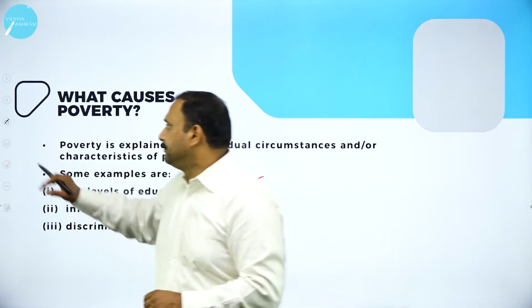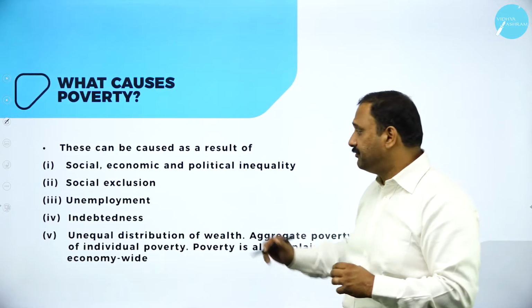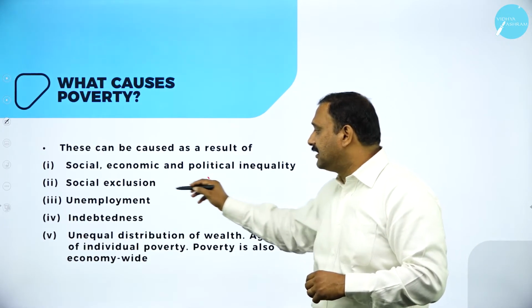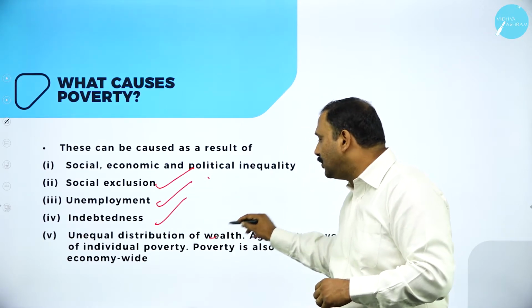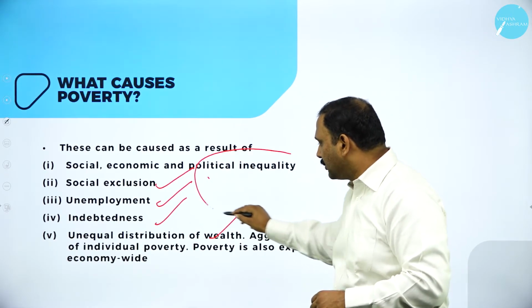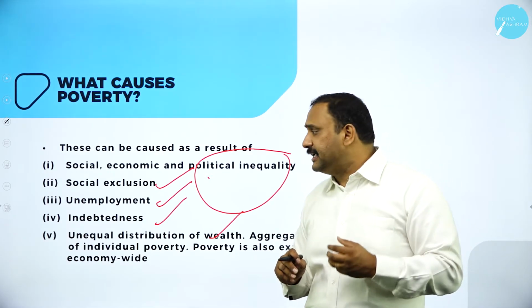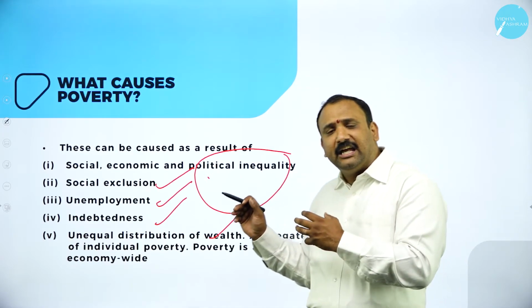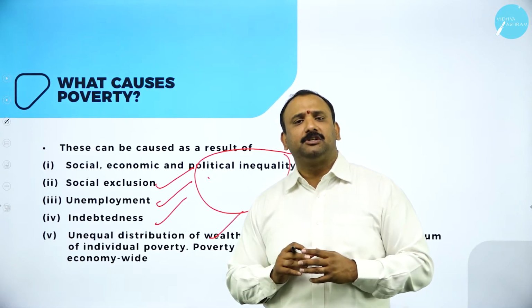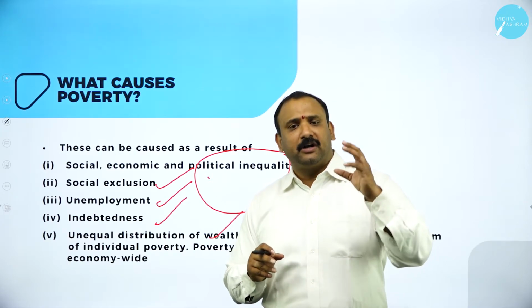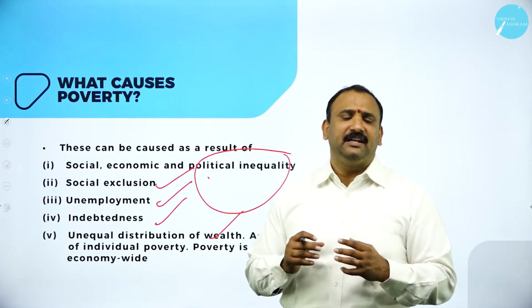Now, moving forward, what causes poverty? Again, in terms of the social, economic, political factors: social exclusion, unemployment, indebtedness, unequal distribution of wealth. So we're going to talk about all these factors in a very short while, in terms of understanding them in depth. Now, when I talk about political inequality, India is a country which has numerous political parties. Each one of them comes to the people and starts promising things that cannot be done. They are not realistic promises.